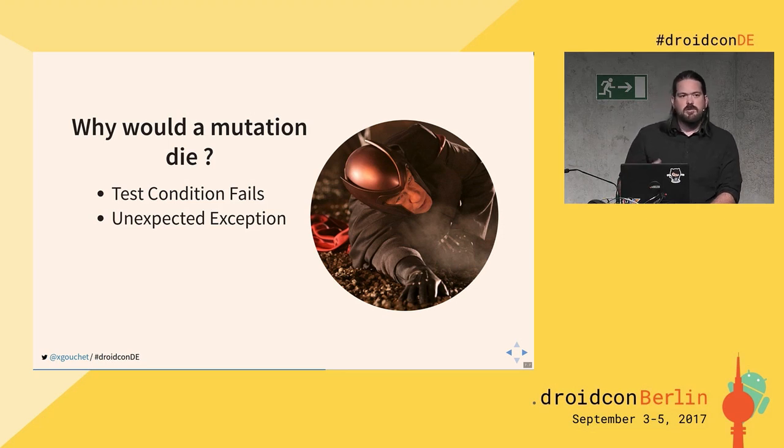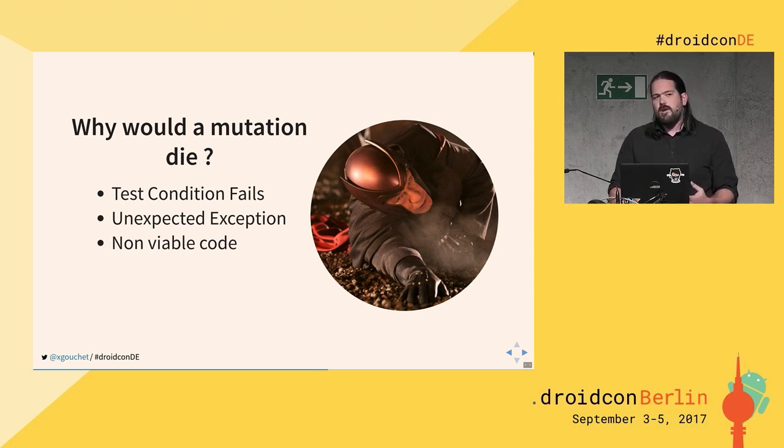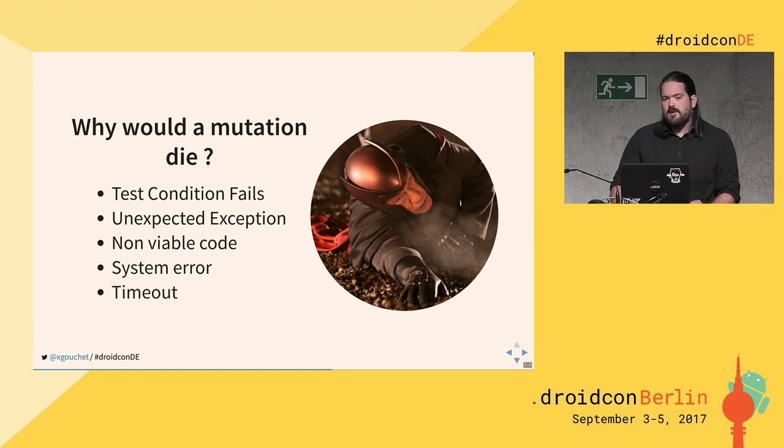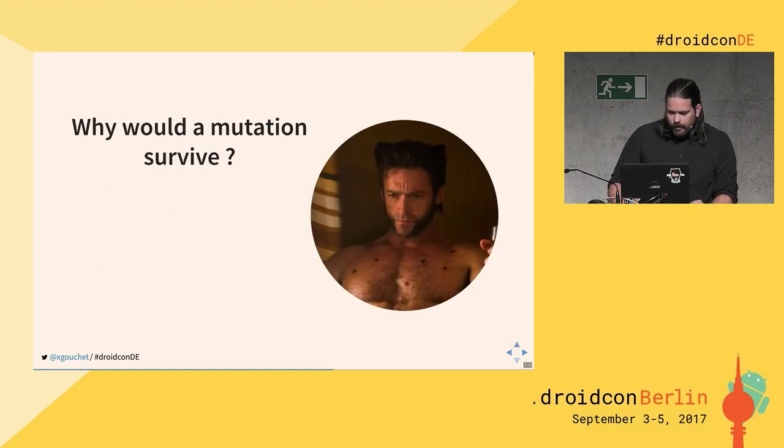You can have an unexpected exception, because the mutation will introduce a null pointer. It will change the size of an array, and you're going to have an index out of bounds. You can have non-viable code, even though most frameworks try to avoid this, because you are going to change the code. Sometimes the code won't compile at all. You can have a system error, that is, a memory error because you're going to allocate much more memory than required, or a stack overflow. And you can, of course, have a timeout because the end condition of the loop can never be met again.